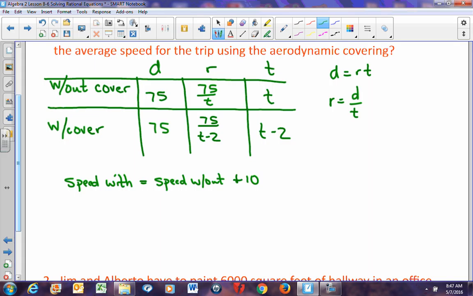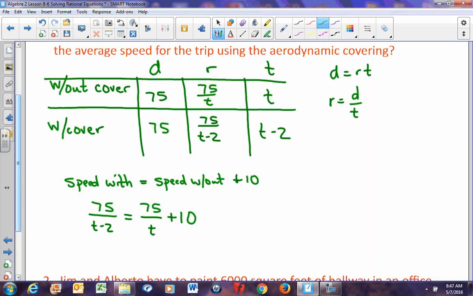As it says, an aerodynamic covering increases the cyclist's speed by 10 miles an hour. So if he was going 30 without the cover, with the cover he can go 40. So the speed with the cover is 75 divided by t minus 2. That's going to equal the speed without the cover, 75 over t, plus 10. We now have our equation.